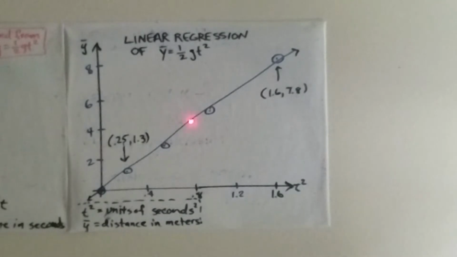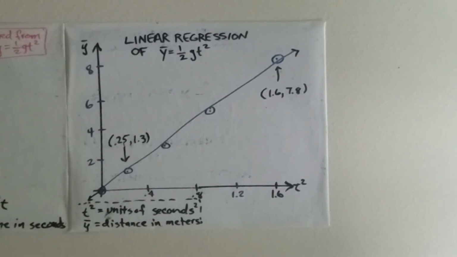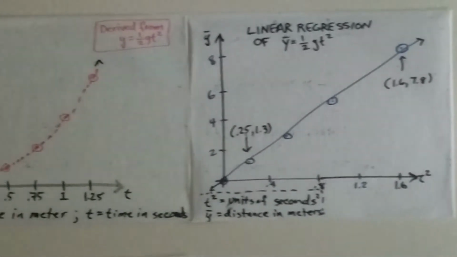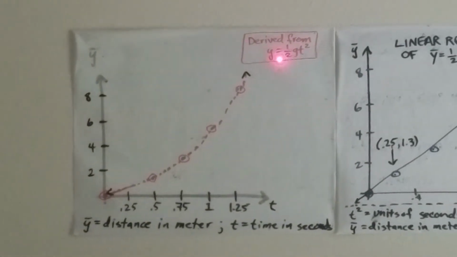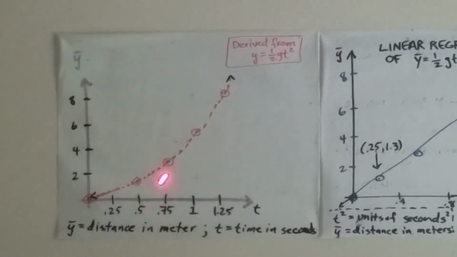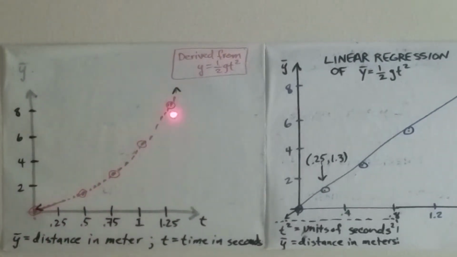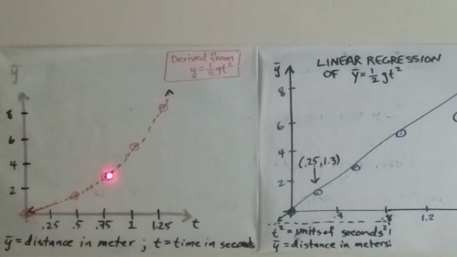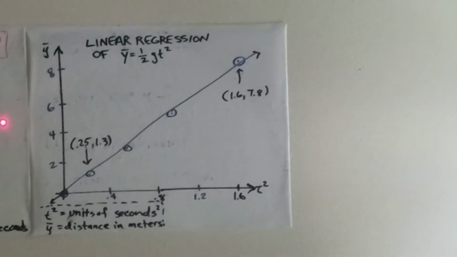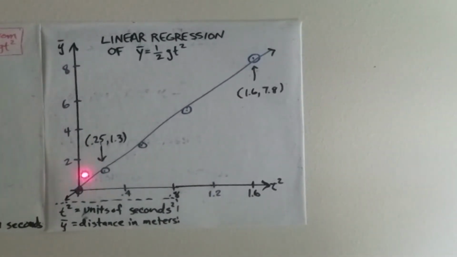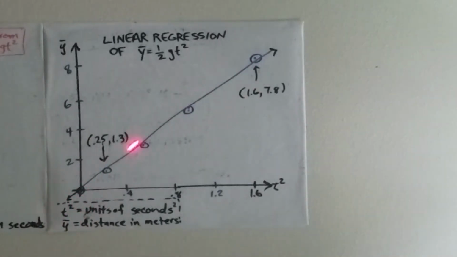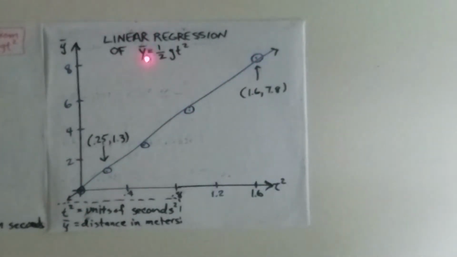And so we do what's called a linear regression on this equation, y equals 1/2 gt squared. It's basically just a little trick for us to try and make some sense of what's going on. These parabolic shapes, second degree equations which graph in a parabolic shape, sometimes don't give us all the information that we would like.